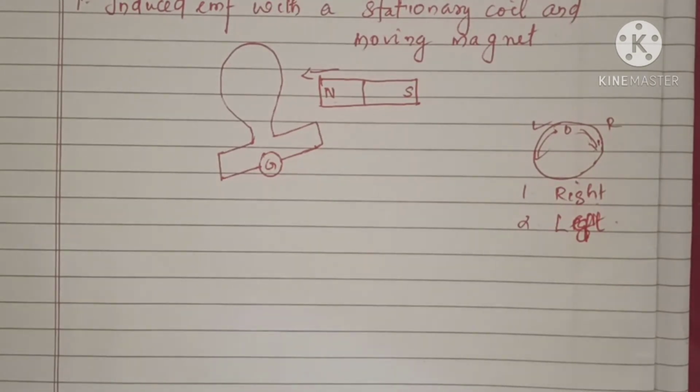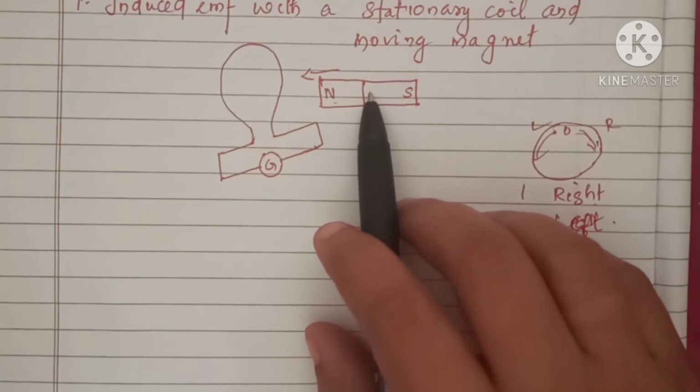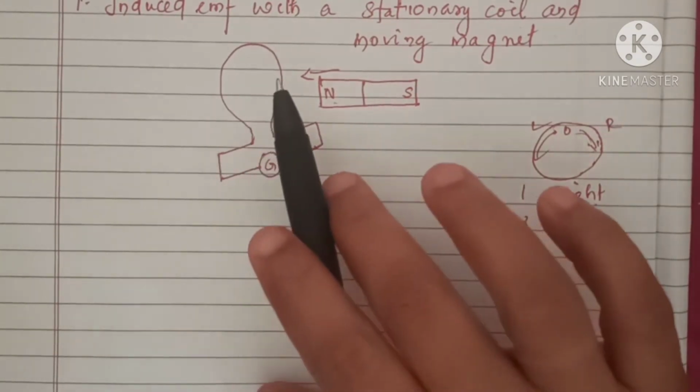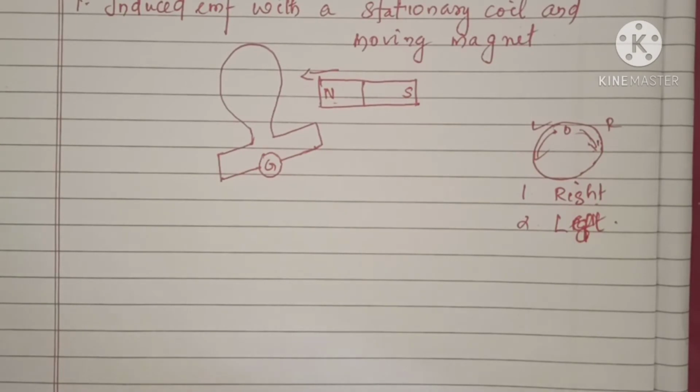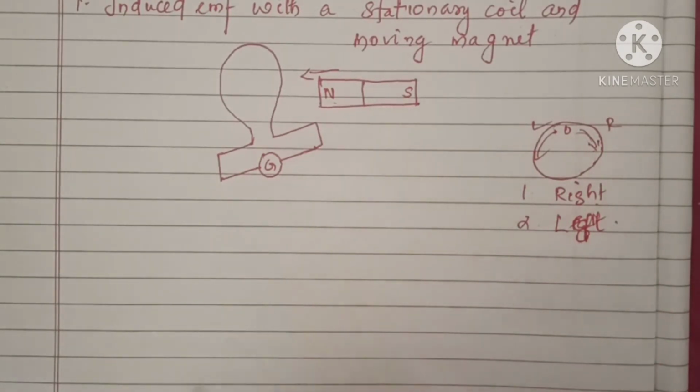The same experiment can be repeated by bringing the south pole of the magnet towards or away from the coil. So in both cases you can see a deflection in the galvanometer. When you are moving towards the coil, there is a deflection on one side, and when you are moving back, there is a deflection on the other side. Now if the magnet is kept stationary, without any movement, there is no deflection in the galvanometer. Understood? Clear for you?